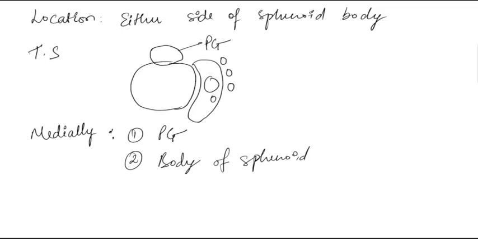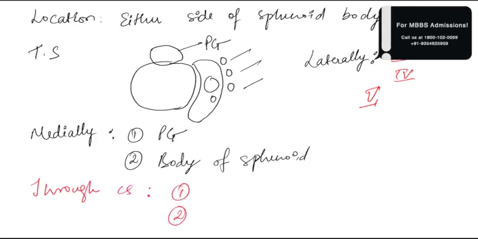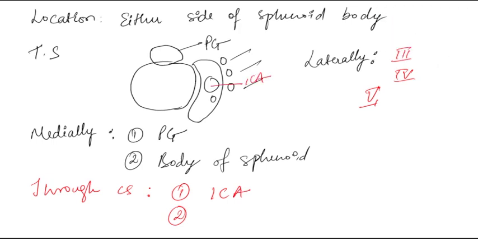Then laterally we can see three nerves passing. These are oculomotor, trochlear and first branch of the trigeminal nerve, and there are two structures that pass through the cavernous sinus. First is the internal carotid artery, and then abducent nerve, which passes infralaterally.